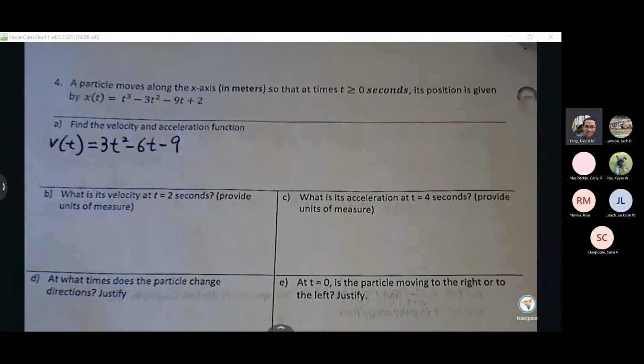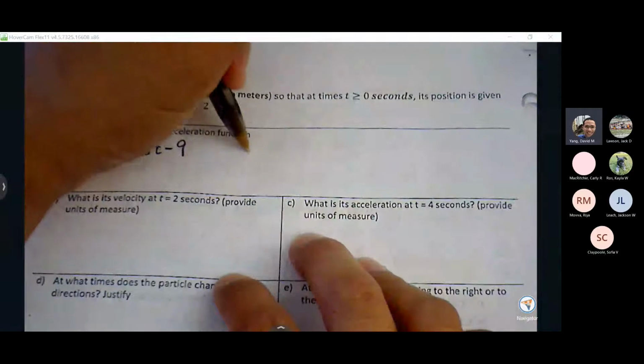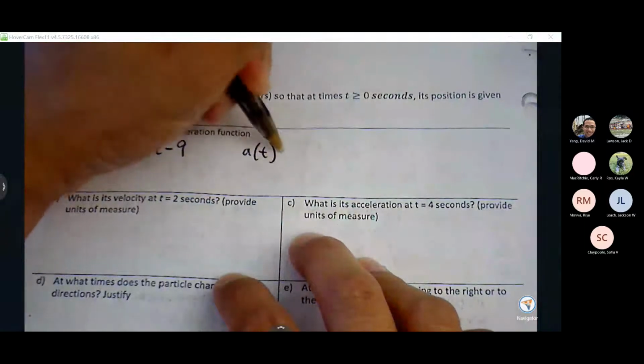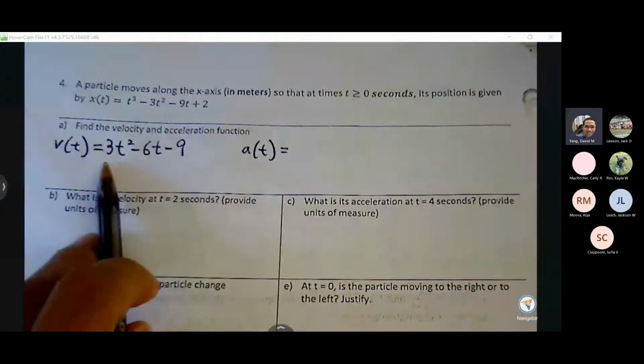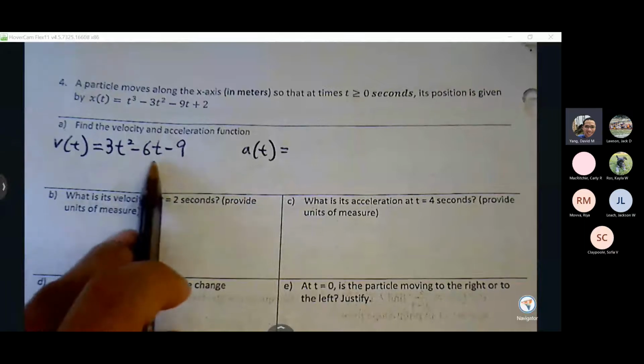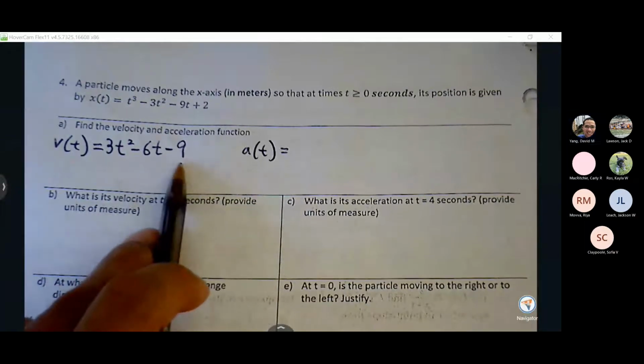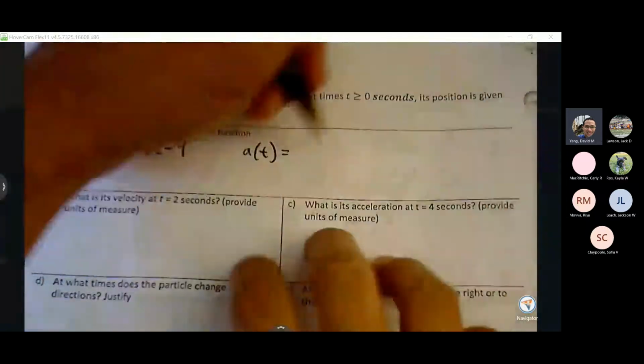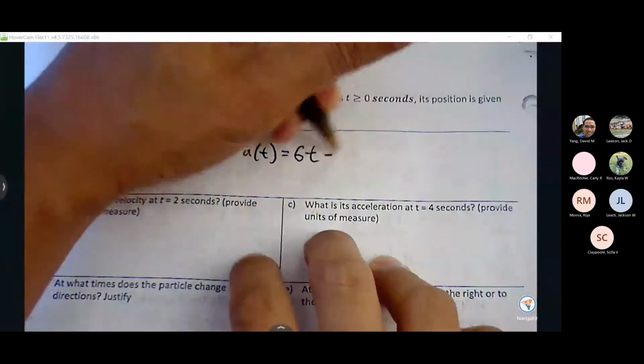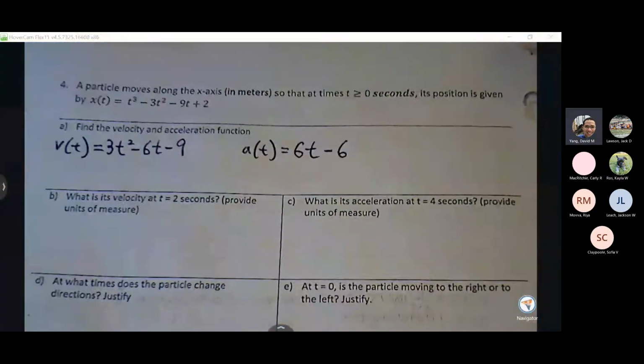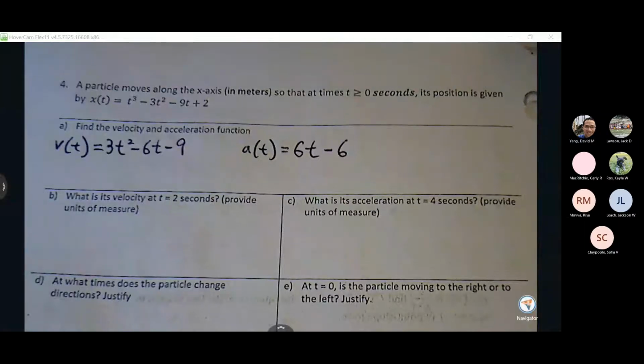So there's my velocity function. Acceleration is my second derivative. 3t squared becomes 6t. Negative 6t becomes minus 6. Negative 9 goes to 0. Okay, easy enough, right? Any questions?